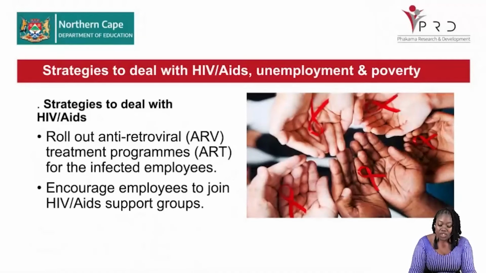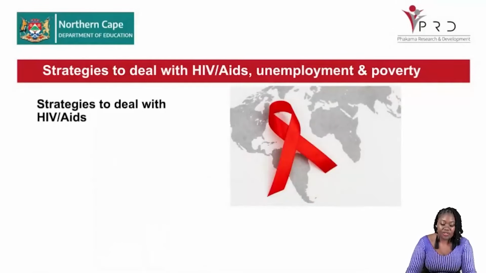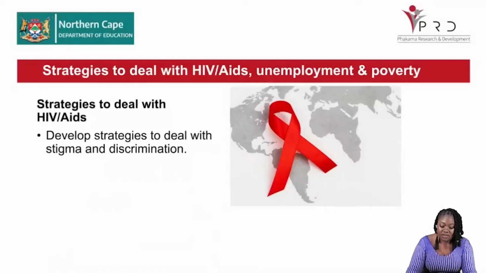Businesses can also encourage employees to join HIV support groups. Another way to deal with HIV and AIDS is that businesses can develop strategies to deal with the stigma and the discrimination. Because remember, there's still a lot of stigma around HIV and AIDS. So businesses can make sure that they have strategies on how to deal with it.